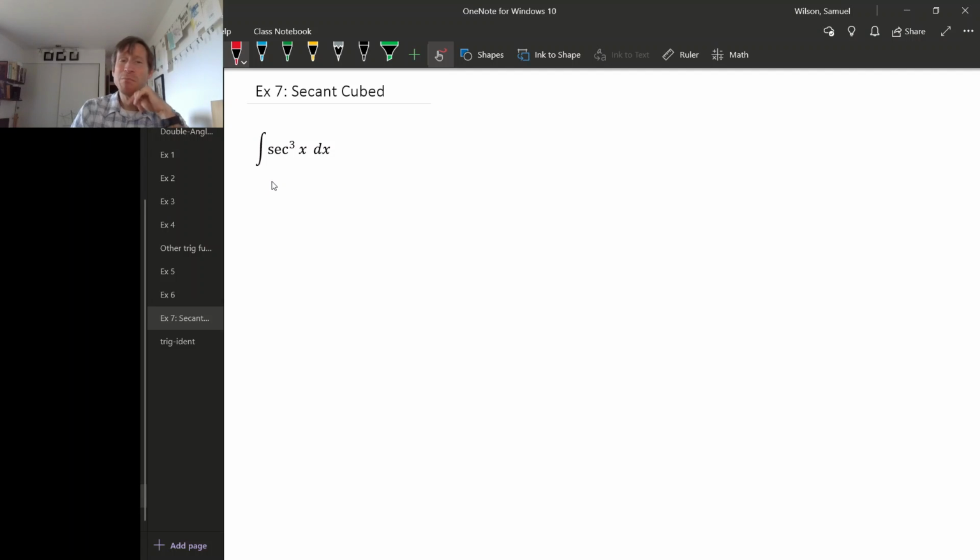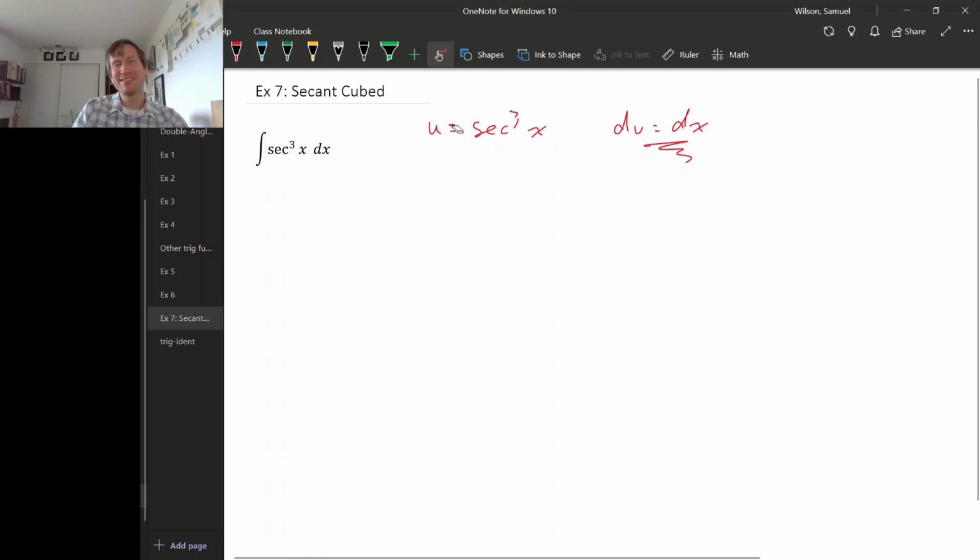Well, one possible choice for u is just to take u equals secant cubed, and then dv is going to be dx. But this is going to make matters worse and not better, because when we calculate du, we're going to get secants and tangents, but also when we integrate dv, we're going to get an x. Now we're getting a mix of polynomials and trig functions. This seems like a really bad idea. So let's back up.